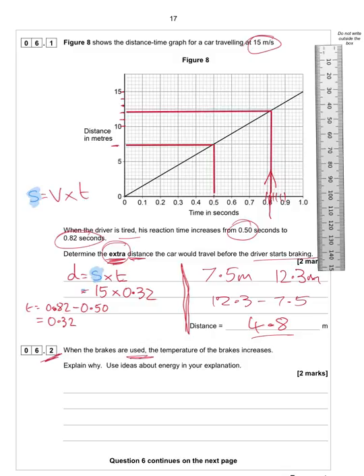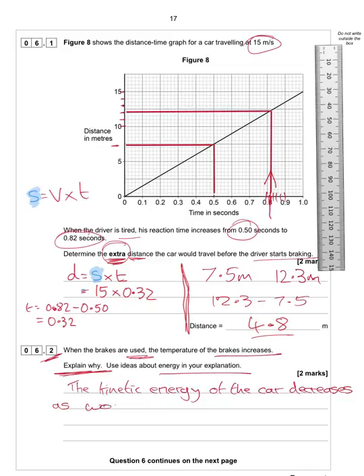When the brakes are used, the temperature of the brakes increases. Explain why that happens. Use your ideas about energy in your explanation. This question is all about conservation of energy and energy transfers. So if you know that the kinetic energy of the car is going to decrease as it slows down, you need to talk about what happens to that energy. So the kinetic energy of the car decreases as work is done by the brakes. That's what's slowing down the car. This causes the thermal energy in the brakes to increase due to friction.